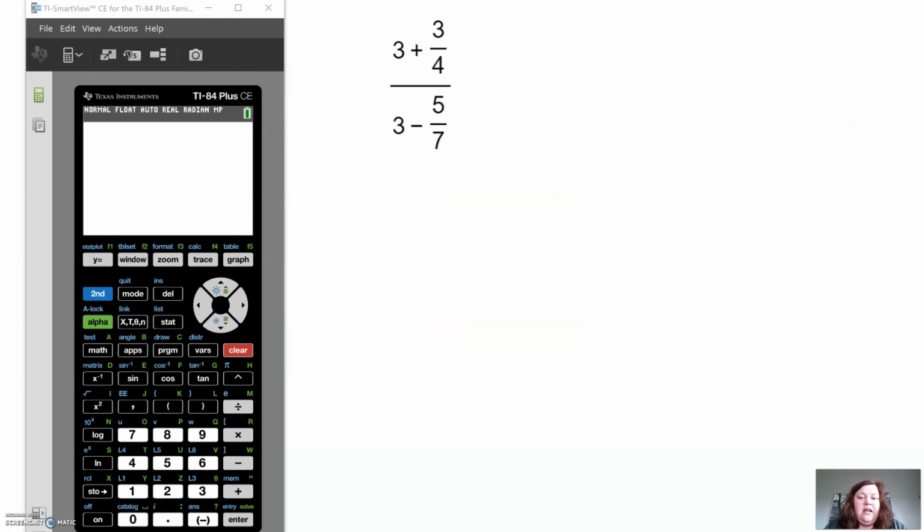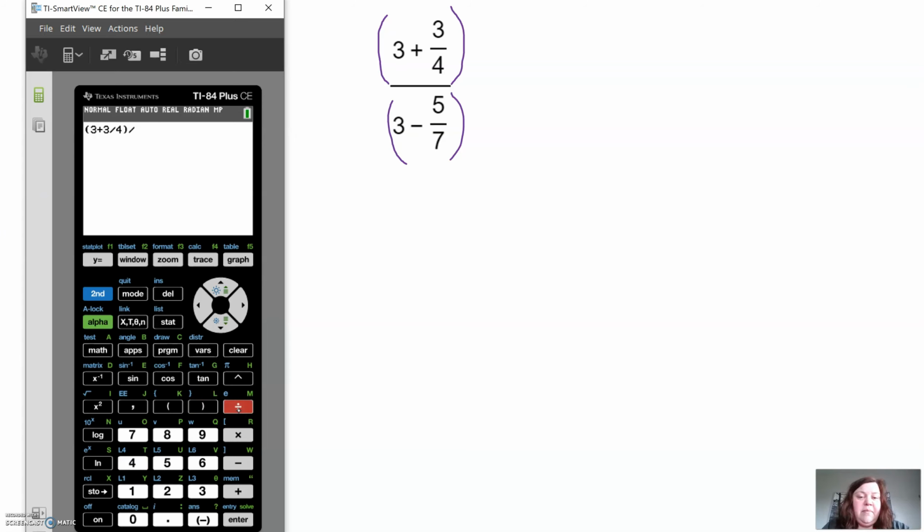solve it. So if we're doing this, you have to be careful with parentheses, as usual. So that numerator has to be in a parenthesis, and the denominator has to be in a parenthesis. So if I go to put this into the calculator, I'll open that parenthesis, 3 plus. Now for the 3/4, you don't have to put that in a parenthesis, but you just have it as a division problem. 3 divided by 4. And we're going to close that parenthesis.